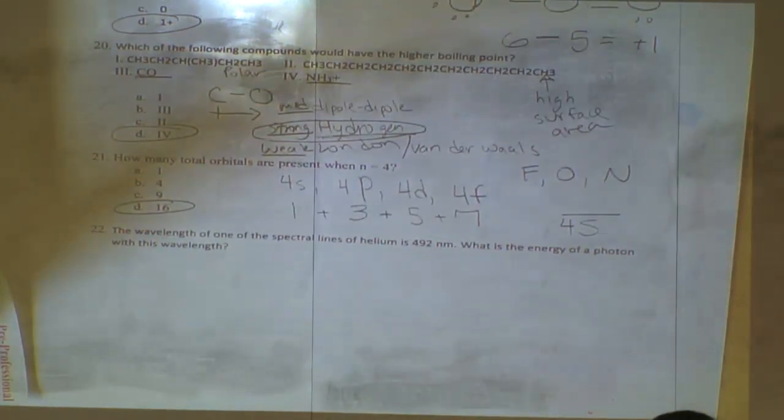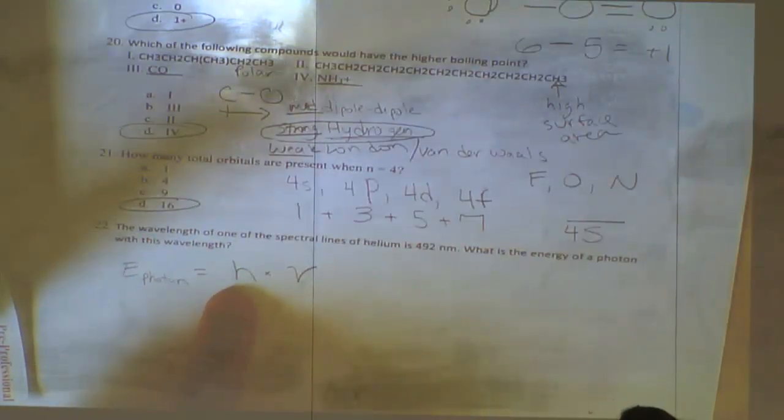So, all right, and then back to a little flashback to the beginning of the class. Wavelength of one of the spectral lines of helium is 492. What is the energy of a photon with this wavelength? I'll tell you guys this much. Energy of a photon equals h times nu. What is h, by the way? What do we call that? Who remembers? Something constant. What constant? Nice. So h is Planck's constant. Anyone remember the value for that?